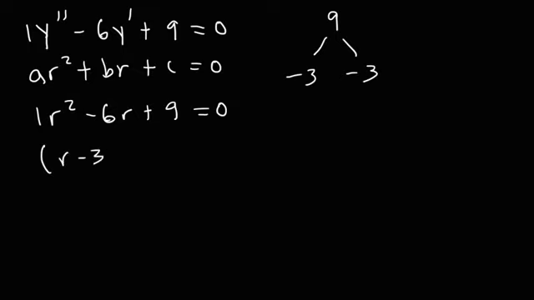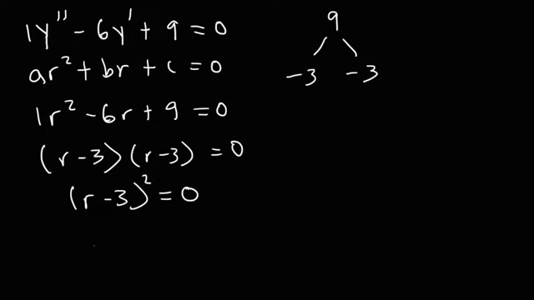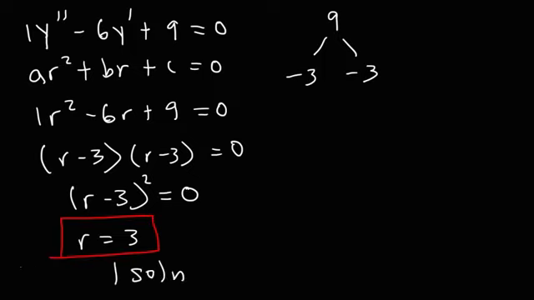So to factor it, it's going to be (r - 3)(r - 3). We can write that as (r - 3) squared, which equals 0. So we can clearly see that r is equal to 3. Now we have one solution, one real solution. And so the general solution is going to look like this.